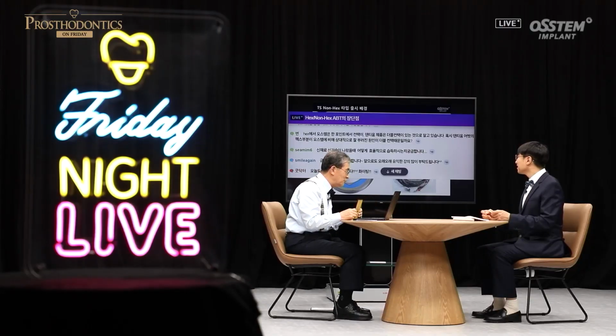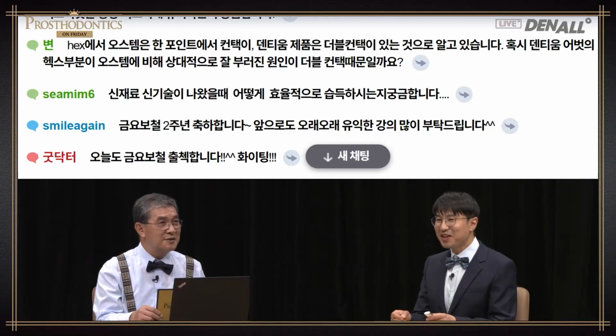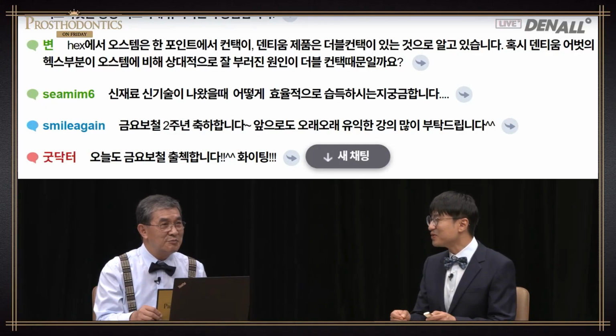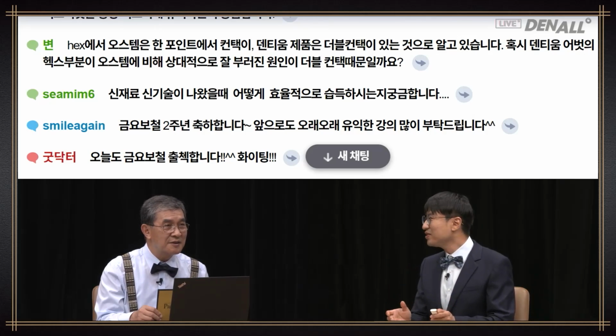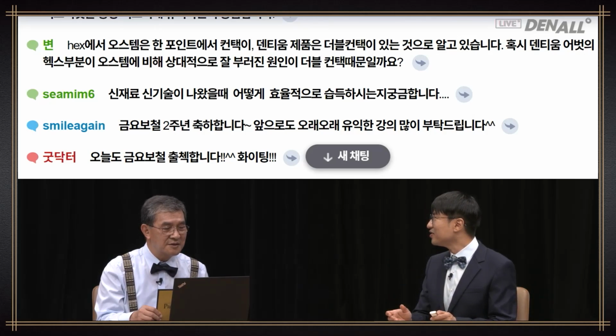Byon: As for hex, in ostium, there is a single contact for ostium and double contact for dentium product. Is double contact the reason why the dentium abutment hex fractures more easily compared with ostium? This person really knows the internal structure of implant. This is a very sophisticated question. Ostium has single contact and dentium chooses double contact. I'm not sure whether dentium implants fracture more because of it. It's difficult for me to answer.